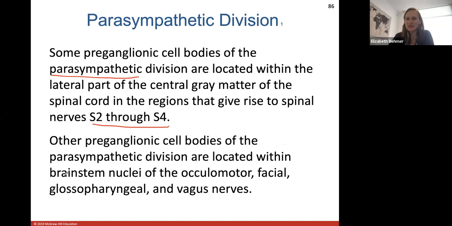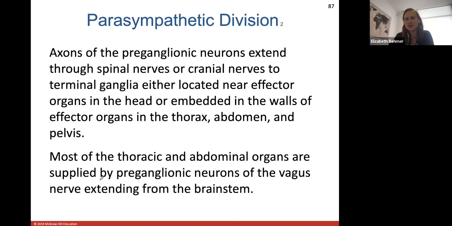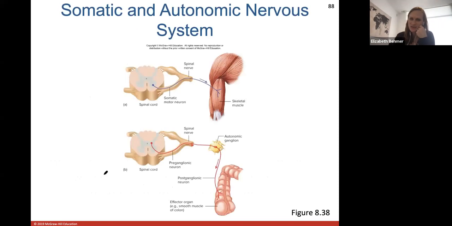So you can see here that other cell bodies are located within the brainstem nuclei of the oculomotor, facial, glossopharyngeal, and vagus, and I'll show you a picture of this too. Axons of preganglionic neurons in your parasympathetic division will extend through spinal nerves or cranial nerves to terminal ganglia that are located very close to the effector organs in your head or embedded in the walls of the organs in your thorax, abdomen, and pelvis. And most of the thoracic and abdominal organs are supplied by neurons in the vagus nerve that are coming from your brainstem. It's one of your cranial nerves.